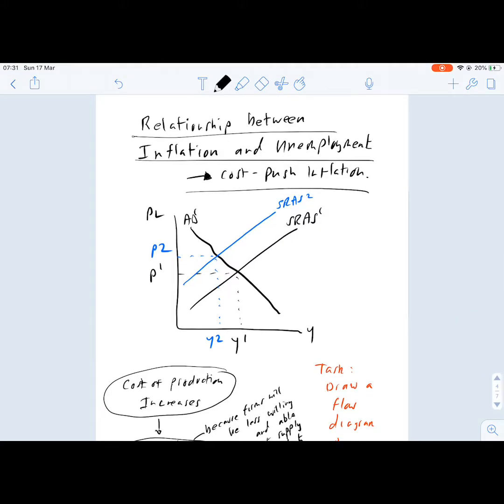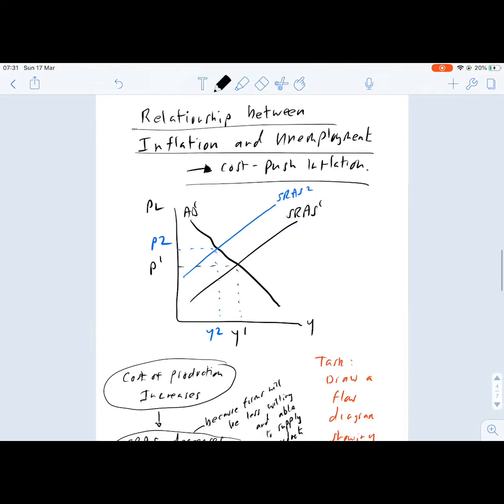Hello all, this video looks at the short run Phillips curve, but this time we're going to look at cost push inflation. Okay, let's have a look at the relationship between inflation and unemployment when it comes to cost push inflation. Obviously, in the last video we looked at demand pull.